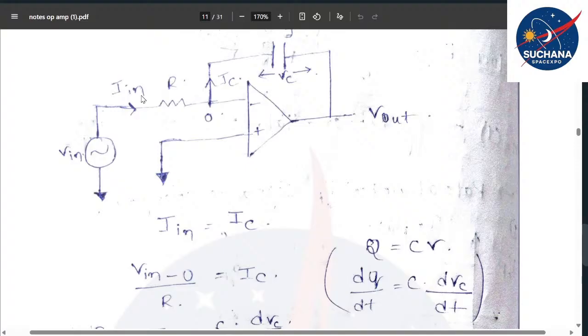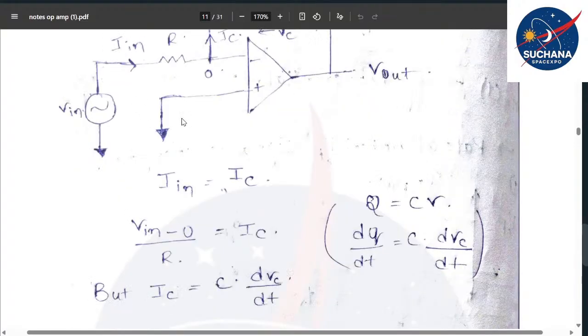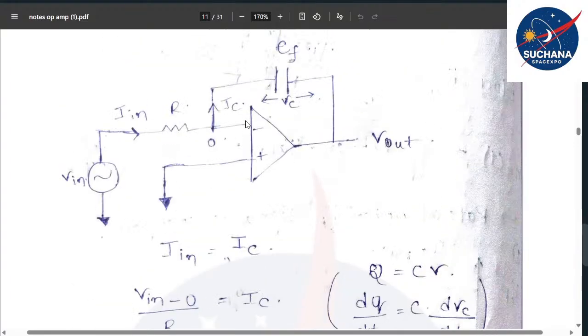So how to calculate IN? How many of you know about the ideal characteristics of an op amp? Actually, this is a huge topic. Discussing the ideal characteristics of an op amp itself will take one complete session. The ideal op amp is different from the practical op amp. Ideally we assume something, but practically when we are doing it, it is different.